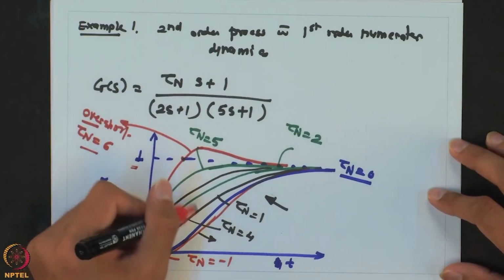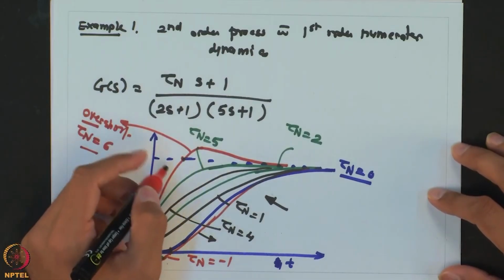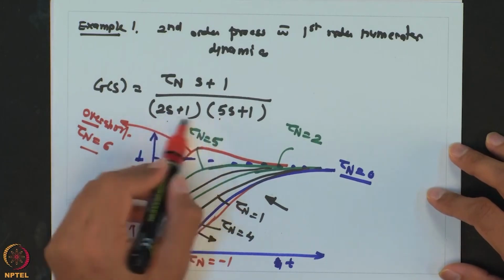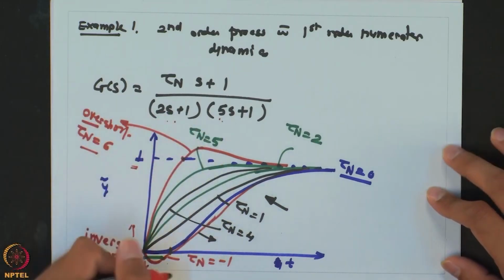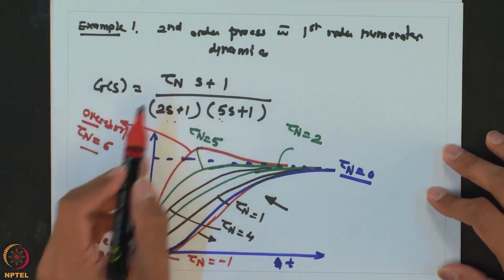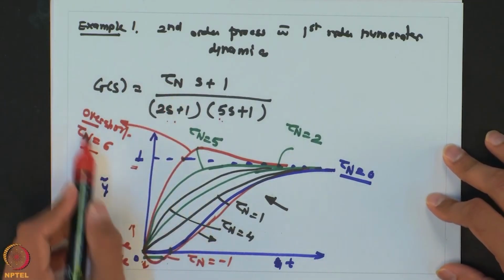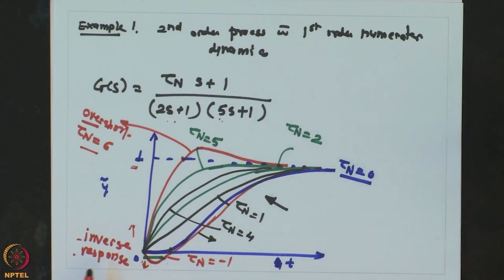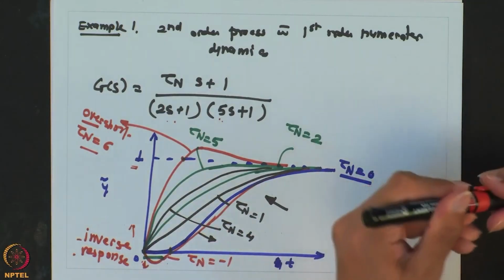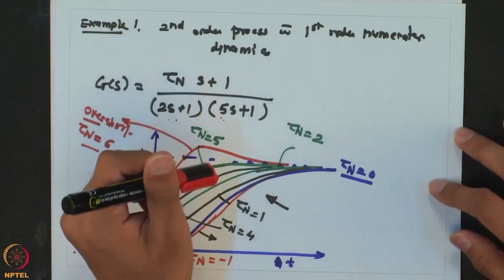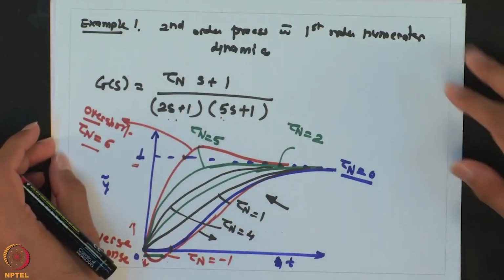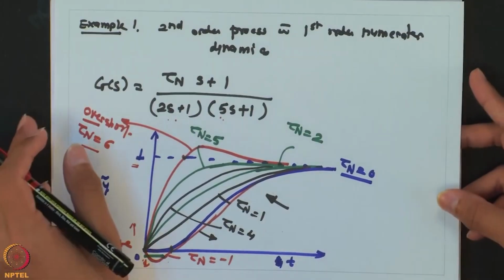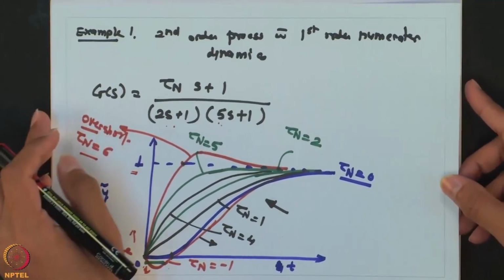You can have a wide variety of dynamics simply based on the combination of effects of these two poles. So, by having the contribution change between these dynamic modes, you can have overshoot and you can also have inverse response. All that is the product of this numerator transfer function, which is tau n s plus 1. So, by just changing the numerator dynamics, you can have a wide variety of possibilities the system can exhibit. We can take another example, this time a first order numerator and first order denominator.